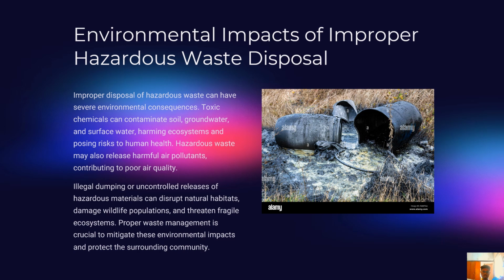Environmental impacts of improper hazardous waste disposal. Improper disposal of hazardous waste can have severe environmental consequences. Toxic chemicals can contaminate soil, groundwater, and surface water, harming ecosystems and posing risk to human health. Hazardous waste may also release harmful air pollutants, contributing to poor air quality. Illegal dumping or uncontrolled releases of hazardous materials can disrupt natural habitats, damage wildlife populations, and threaten fragile ecosystems. Proper waste management is crucial to mitigate these environmental impacts and protect the surrounding community.